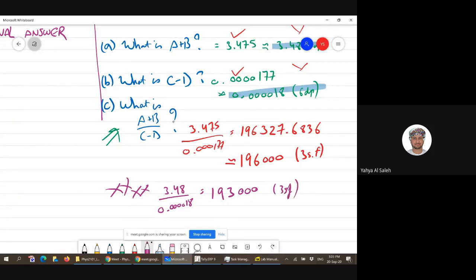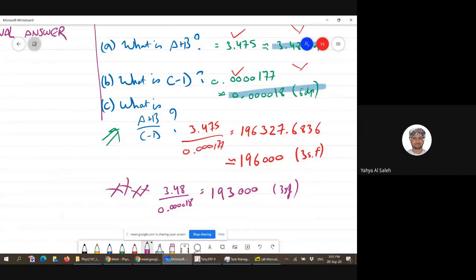Okay. I cannot stress how important this is, because I have seen so many students over the years make this mistake. They round off A, they round off B, and then they end up using the rounded off values for C, ending up with a result that is wildly different than the correct result. So please, please, please do not do that.